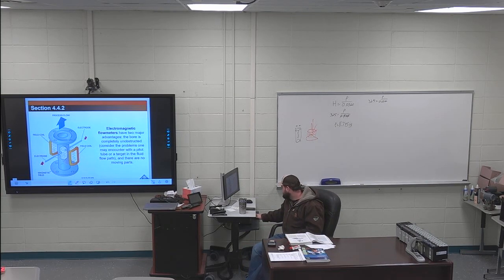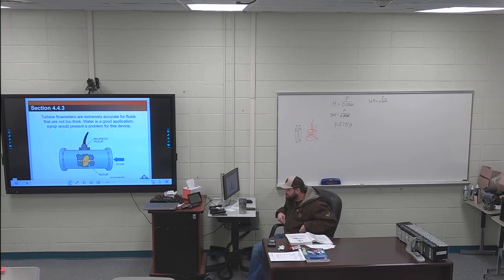Turbine flow meters. Pretty obvious how these work. 443, first two sentences are an online test question. In a turbine flow meter, figure 42, the moving fluid turns the blades of the rotor in the device. The speed of rotation of the turbine rotor is proportional to the flow rate. So this just has a magnetic pickup on here that senses the blades, right?